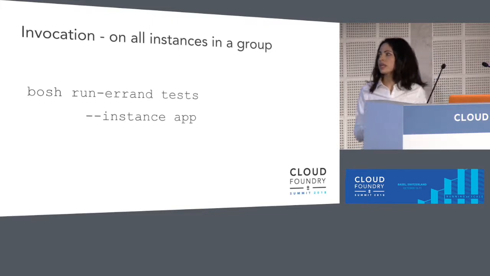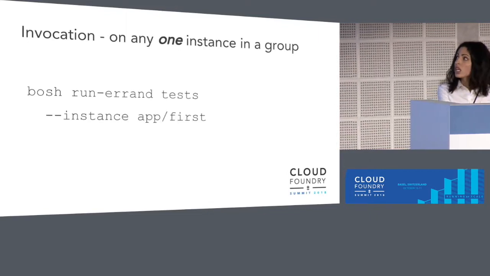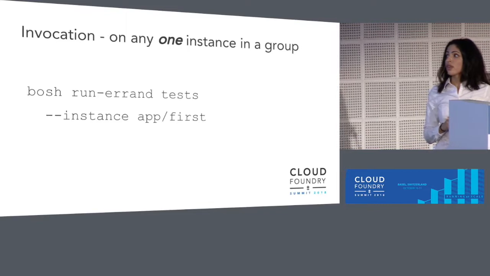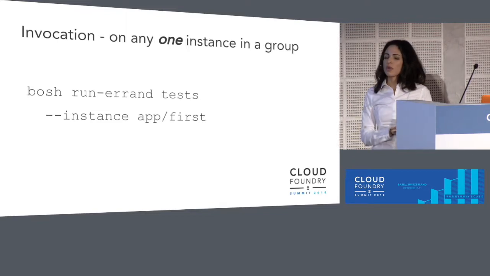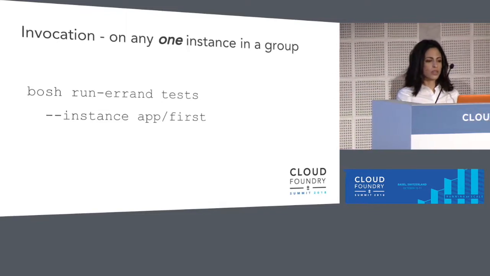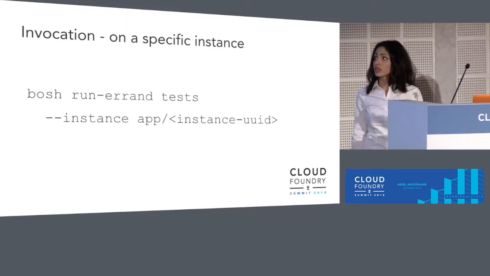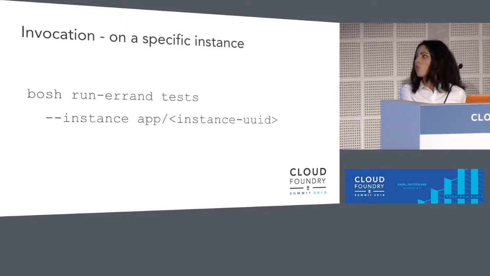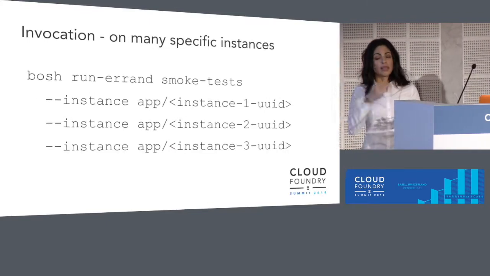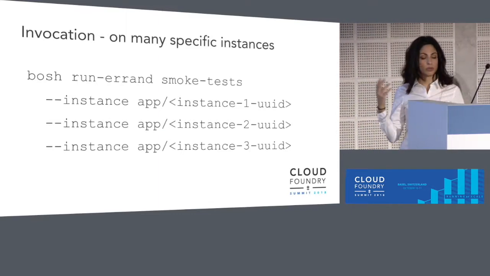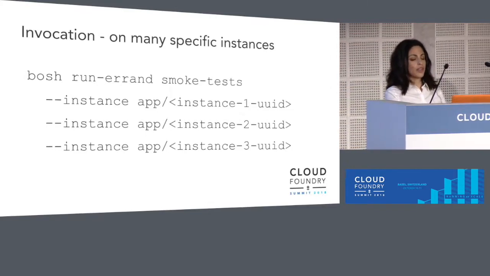You might be interested to run only copies of the errand on a specific instance group, and you can do that by passing in the --instance flag and mentioning the instance group name. You can also choose to run the copy of the errand on one specific instance of one specific instance group, and you can specify that with instance-group/first. If you care about which specific instance you want the errand to run on, you can simply pass the UUID of that instance when calling --instance. And you can extend that previous pattern by passing a list of instances in an instance group or multiple instance groups. And that gives you complete flexibility in where the errands will run.